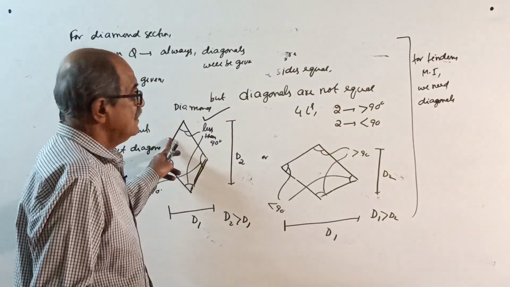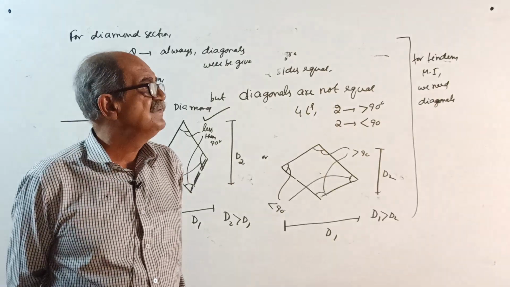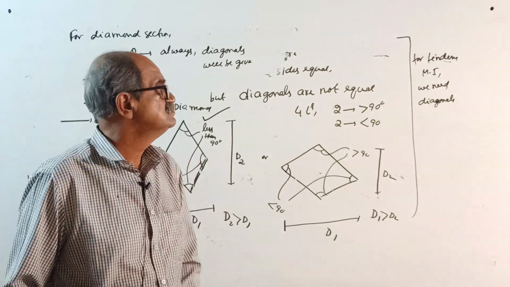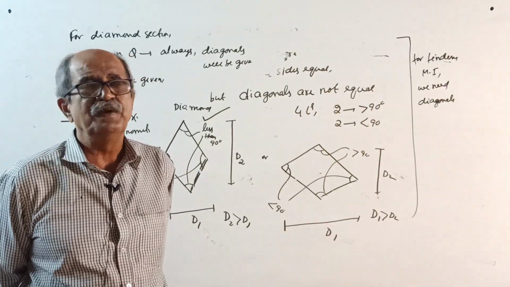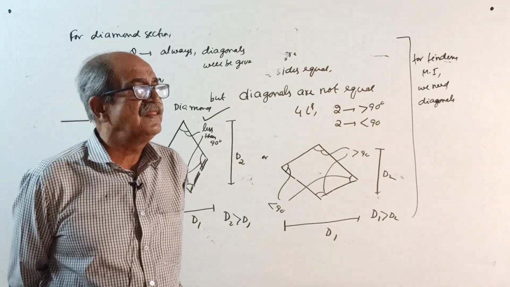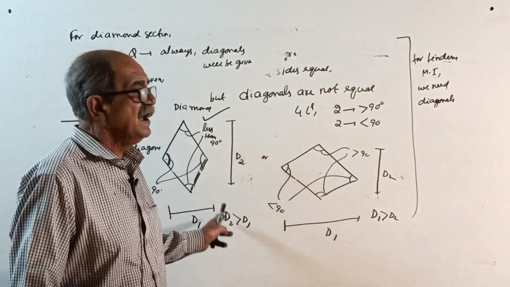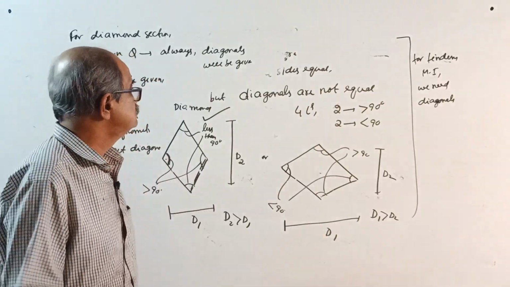In a diamond section, they will always give you the diagonal. But in case side is given, then they have to give the what? The angle. Angle should be given. Two opposite angles are less than 90 and the other two opposite angles are more than 90. They have to give it. Everything I will cover now. Okay.